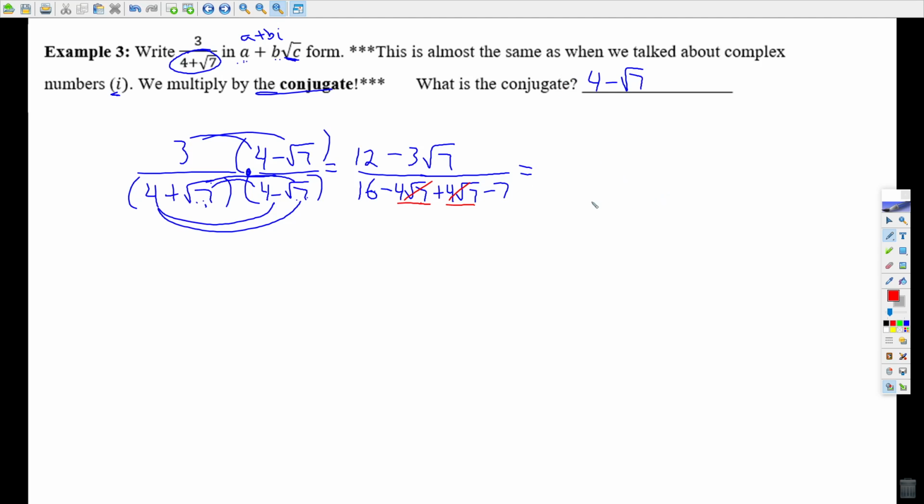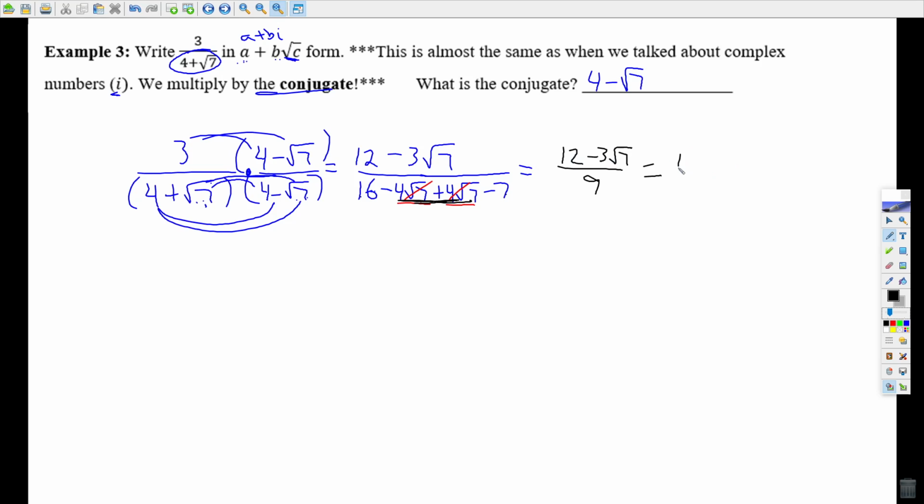Now we've had this happen to us before. So now we have 12 minus 3 square root of 7. The bottom is crossed out here, and we can combine 16 minus 7 to get the number 9. And we can go a little bit further. We can divide these both by 3. We'll divide everything by 3.